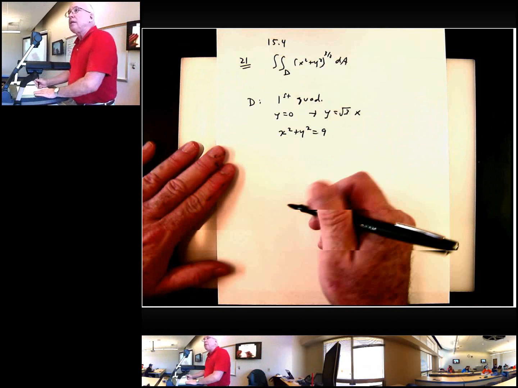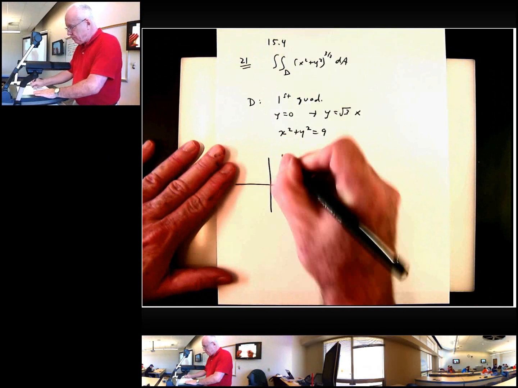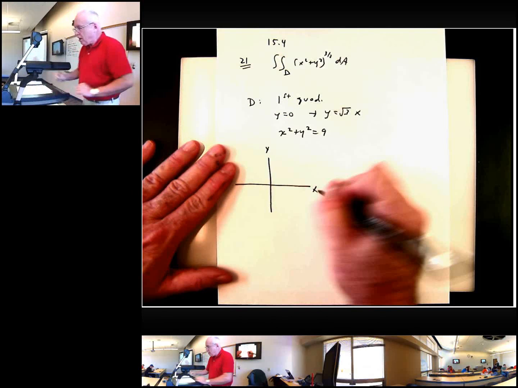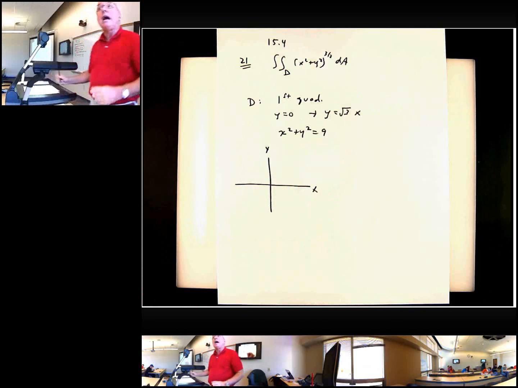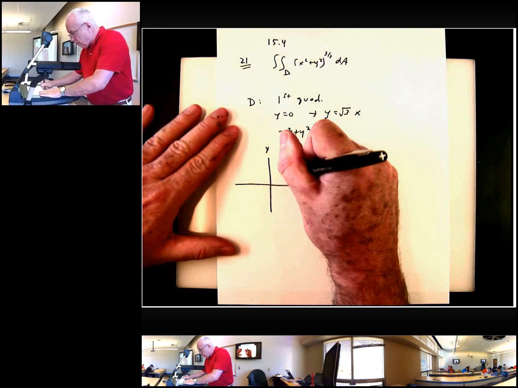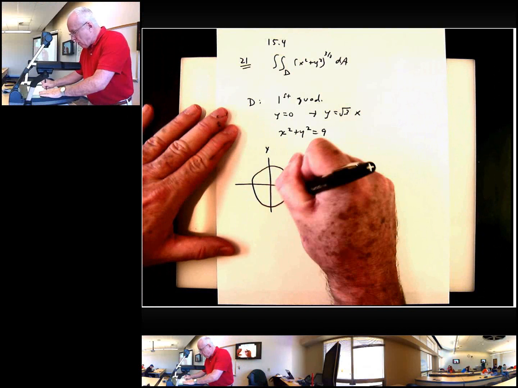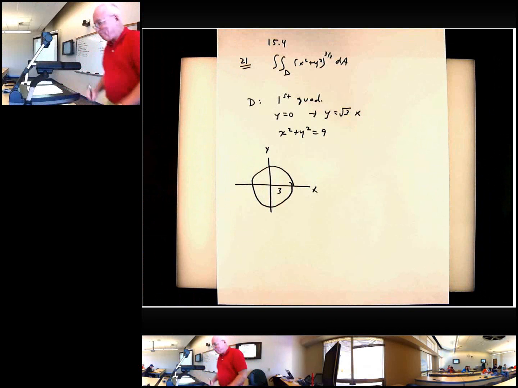Okay, let's draw a picture here. We need to draw a picture of this D. First of all, let's draw the circle, x squared plus y squared equals 9. That's the circle of radius 3, centered at the origin. Oh, that's a good circle. So that's radius 3, all right?